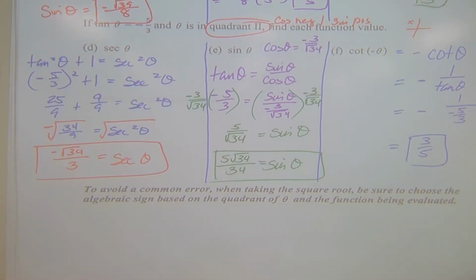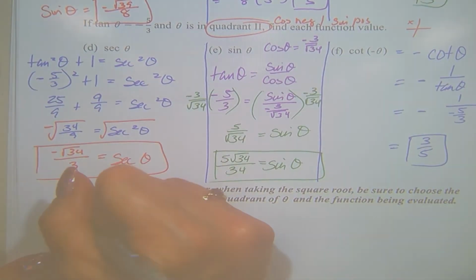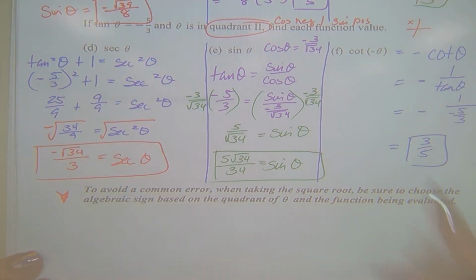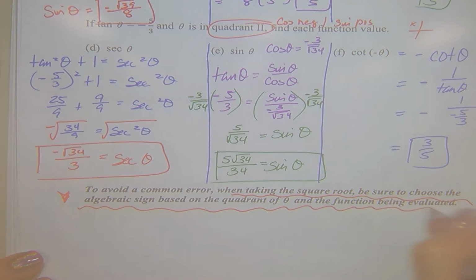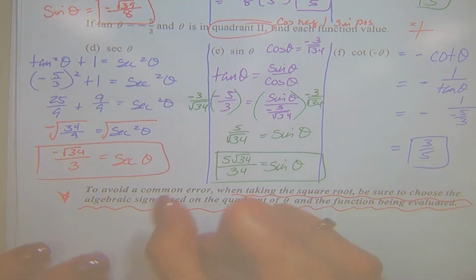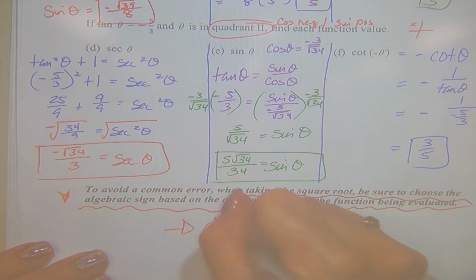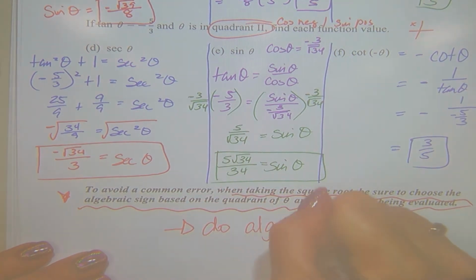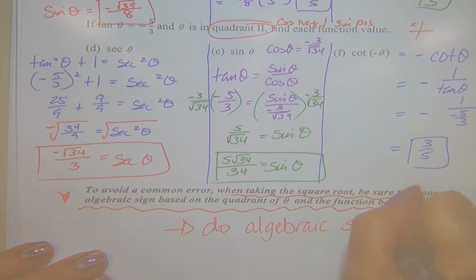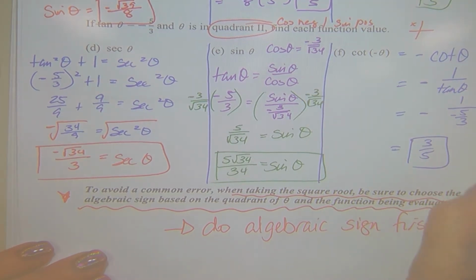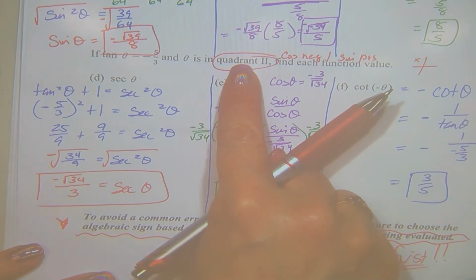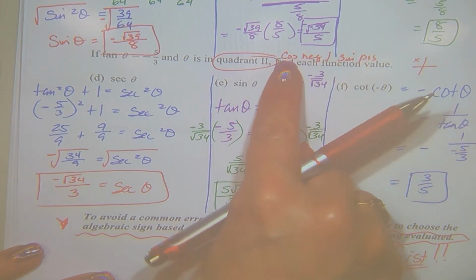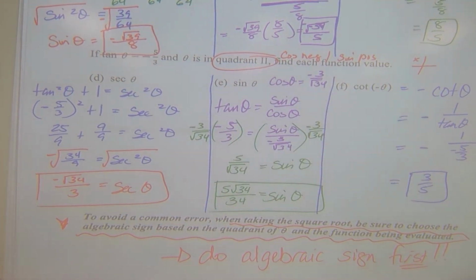Okay, to avoid a common error, when taking the square root, be sure to choose the algebraic sign based on the quadrant of theta. Pay close attention to what quadrant you're in. I strongly recommend that you tackle that algebraic sign first. Just like we did when we read those two problems, the very first thing we did was identify what quadrant I'm in and what that means for my cosine and sine function values.